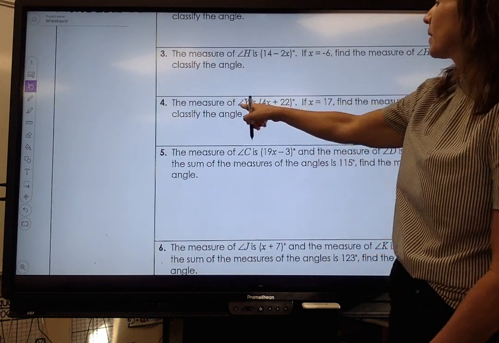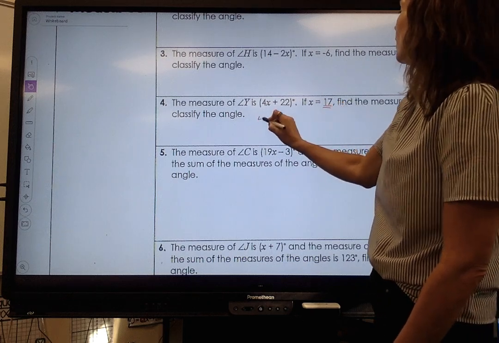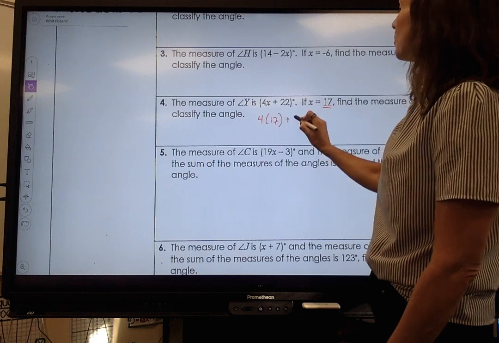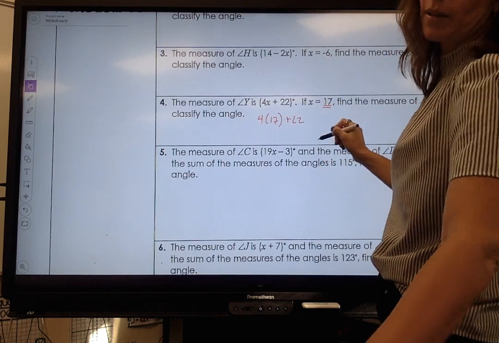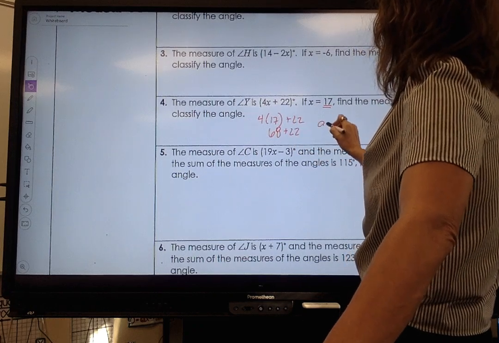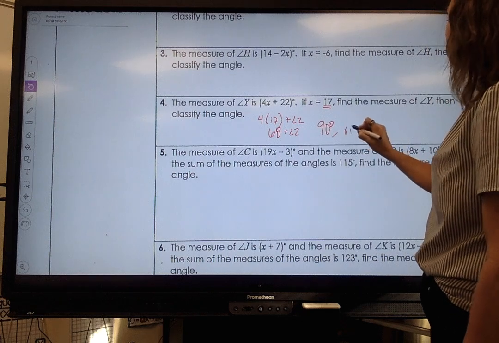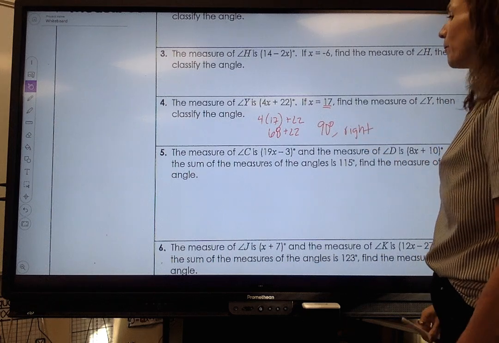So again, it's the same thing. It's telling me the measurement of angle Y, and it's telling me that x is 17. So 4 times 17 plus 22 is going to be 68 plus 22, and that's 90 degrees. So it is a right triangle, or excuse me, right angle.